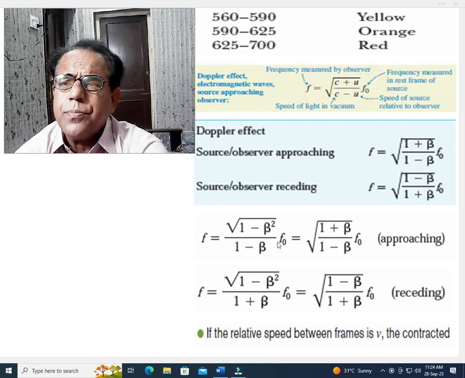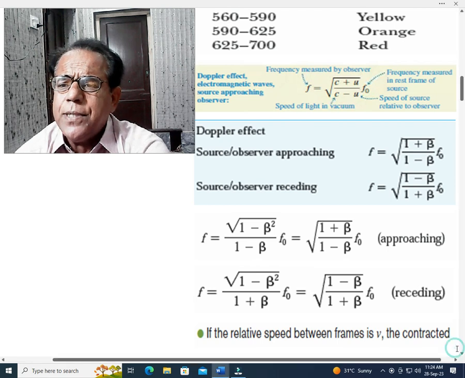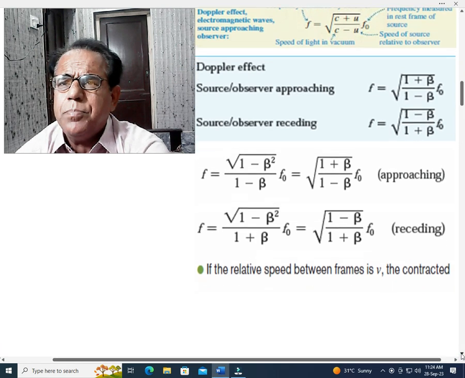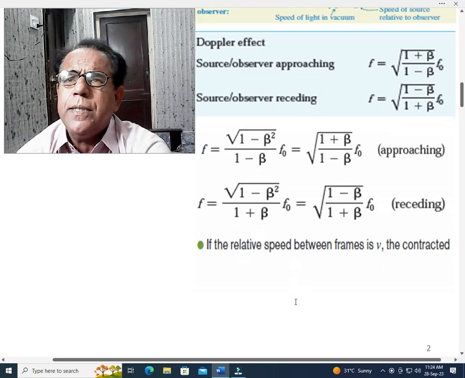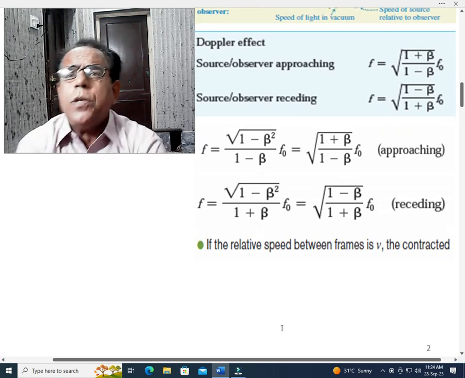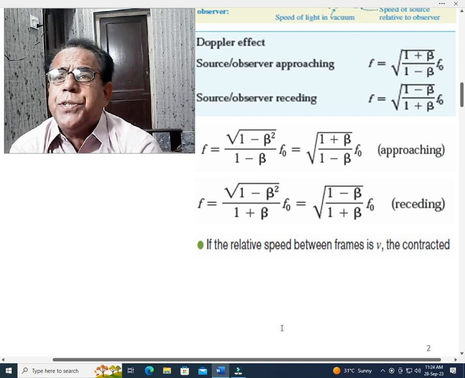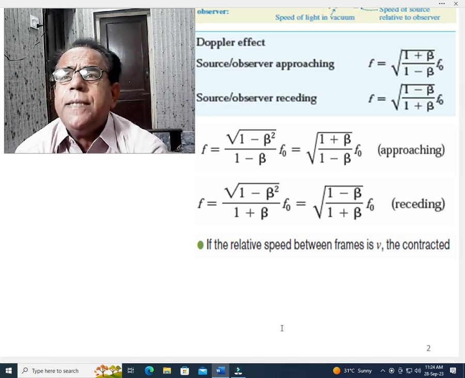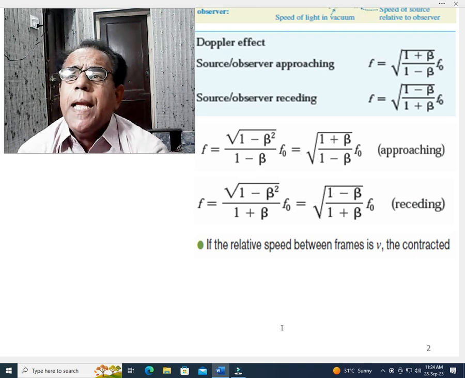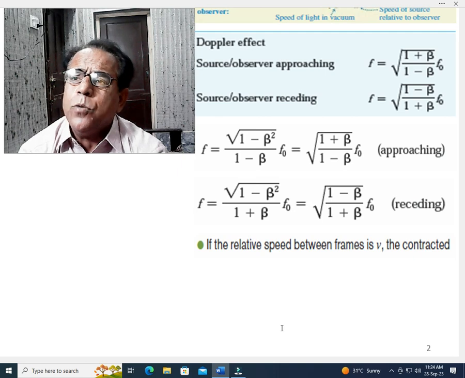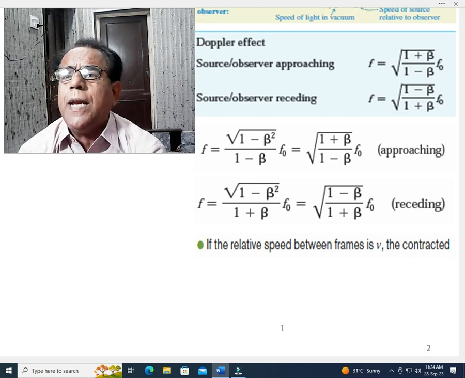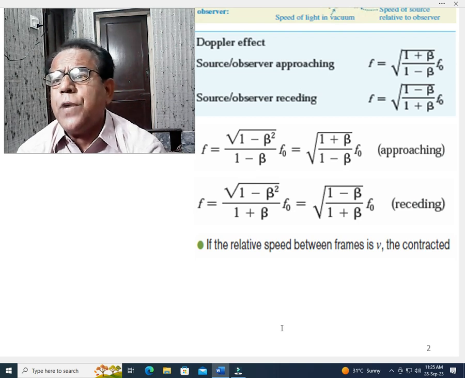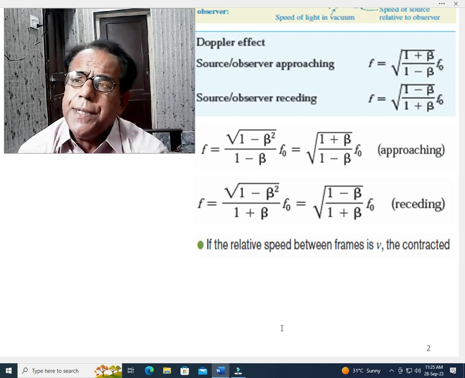and u is the speed of source relative to observer, c is the speed of light in vacuum. Then alternate version of this snapshot. Doppler effect, source or observer approaching, source or observer receding. In case of approaching, f is equal to under root 1 plus beta over 1 minus beta into f naught, while in case of receding, f is equal to under root 1 minus beta over 1 plus beta into f naught.